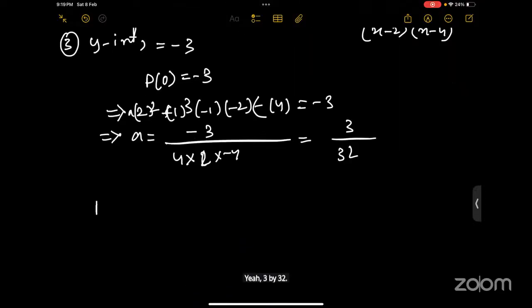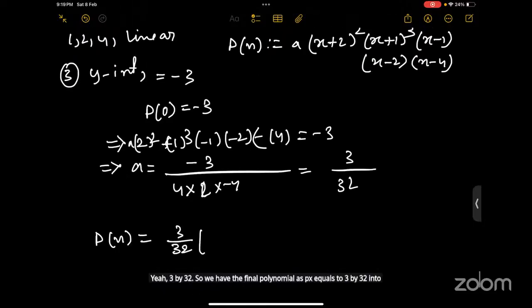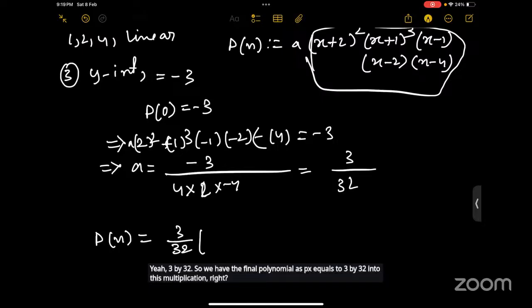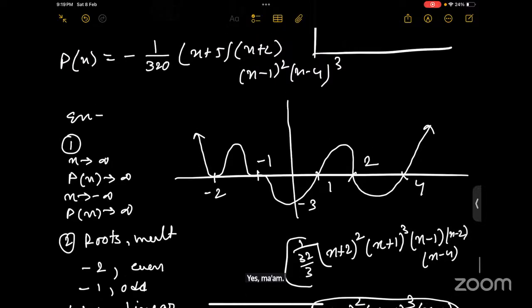So we have the final polynomial as p(x) equals 3 by 32 into this multiplication, right? I'm taking it as some q(x), and it is 3 by 32 into q(x). Okay, is it fine for all of you? Yes, ma'am. Okay. And what is the number of turning points here?